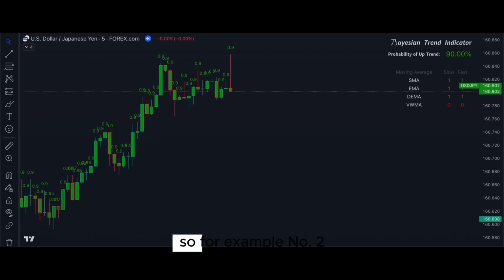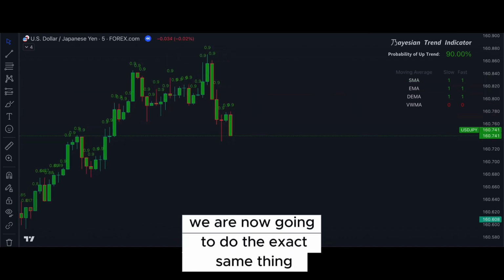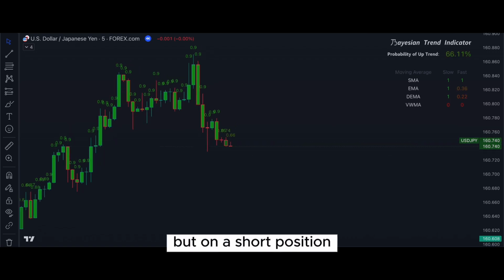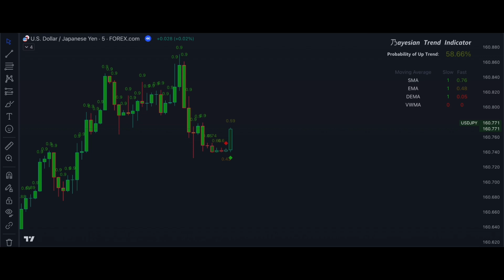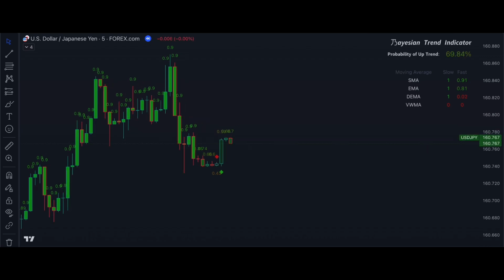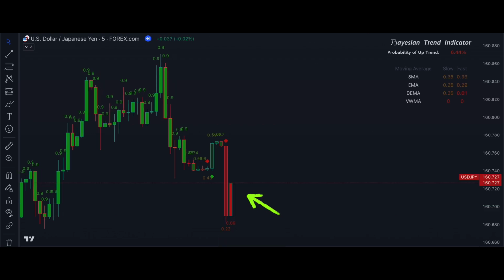Okay, so for example number 2, we are now going to do the exact same thing but on a short position. Rule number 1. The indicator must create a red candle and the numeric value below that candle must be below 0.5 because this indicates that price is trending in a downwards direction. Rule number 2. Price must then create a drawback to the upside for this strategy to be valid, just like this.